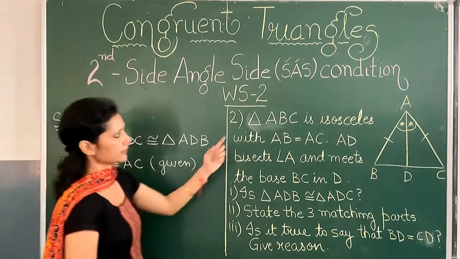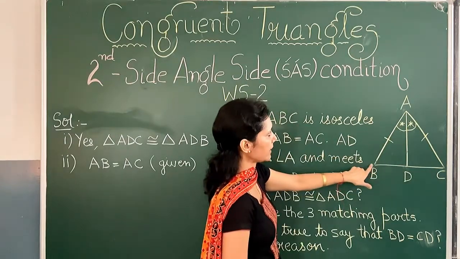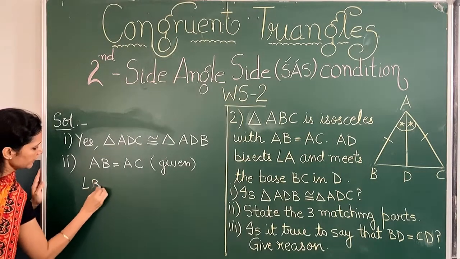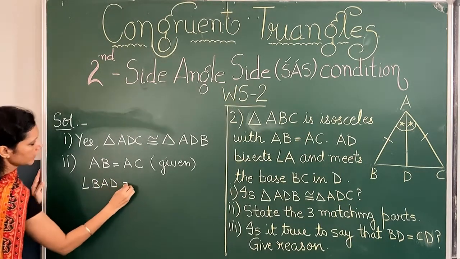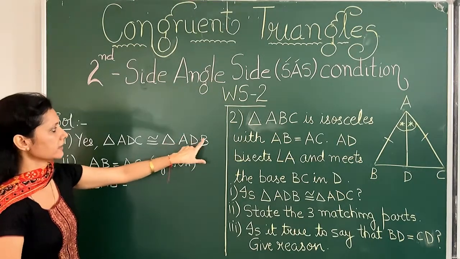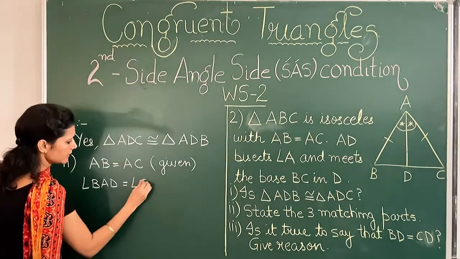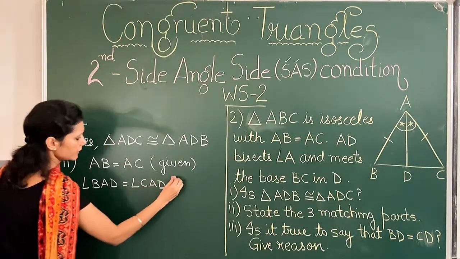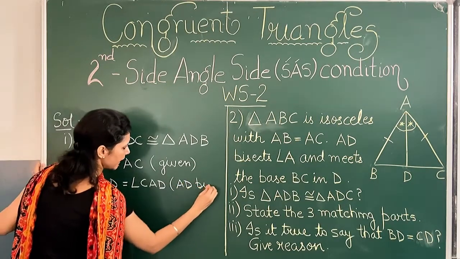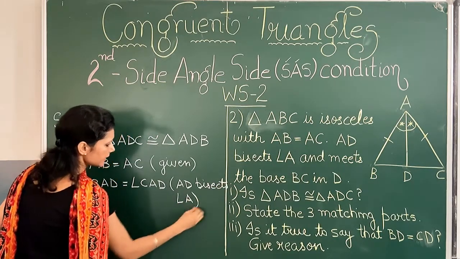The second, the angle. So this angle is equal to this angle. Let's name the angle. The name of the angle is BAD. So the other angle would be, see, I have named it as BAD, third, first and second. So here also CAD. Angle CAD. The reason is because AD, the line segment AD bisects angle A. That is the reason these two angles are equal.